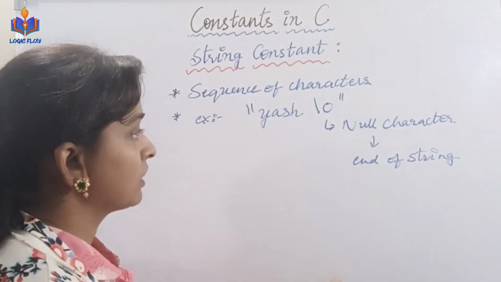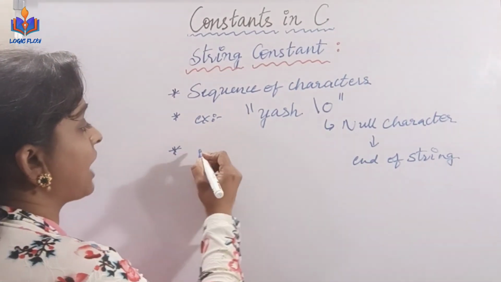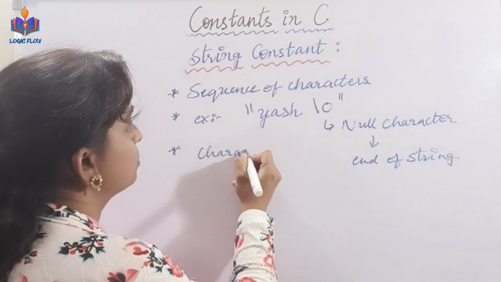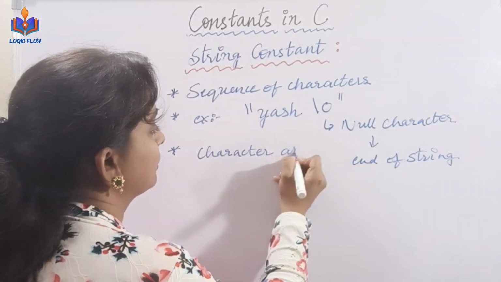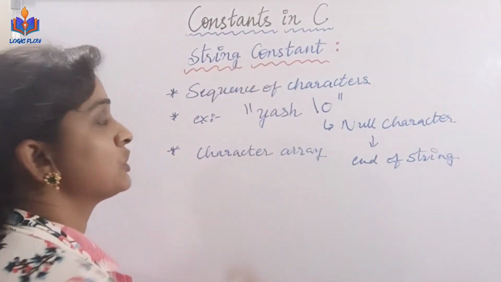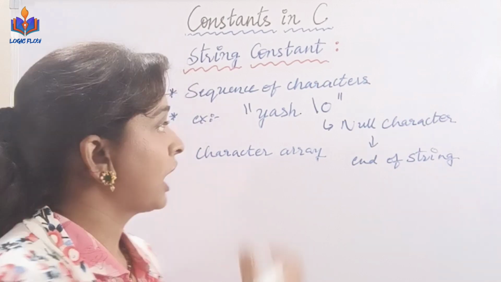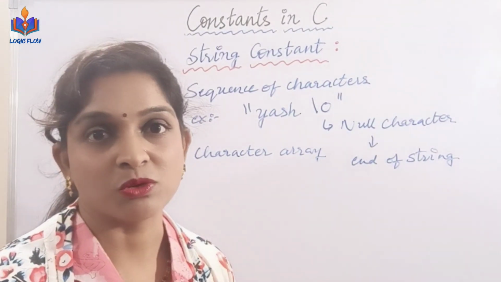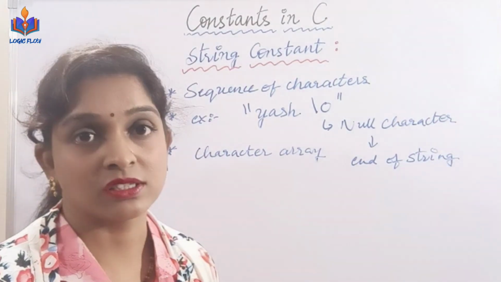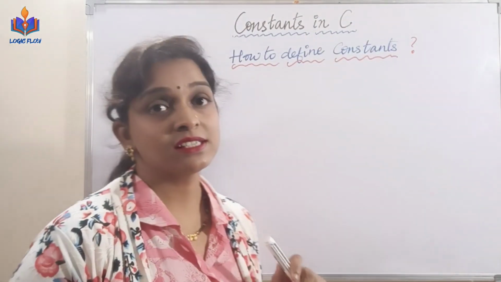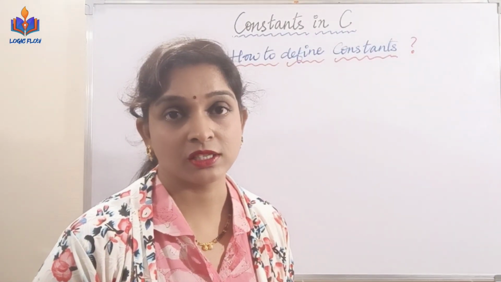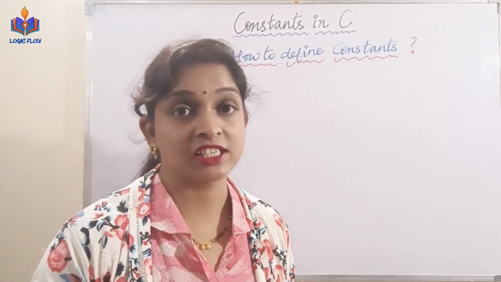We just have to have a character array to represent the string constant, because we need to provide a sequence of characters and enclose that in double quotes. So this is a string constant. Let us see how to define these constants. We can define the constants in two ways.